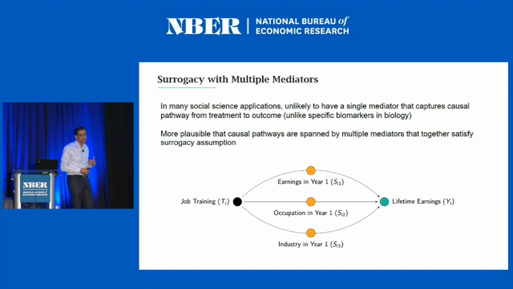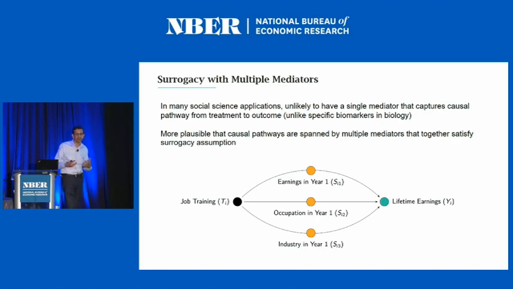Now, my view is that in many social science applications, it's very unlikely that you're going to have a single mediator that entirely captures the causal pathway from any given treatment to an outcome. A lot of this literature, I think, originated in biostatistics for good reason. In the biological context, perhaps it's plausible that a treatment works through a particular biological pathway, say it reduces your cholesterol, that then reduces the chance you have a heart attack, because of a known biological pathway, so we can focus on that one biomarker.